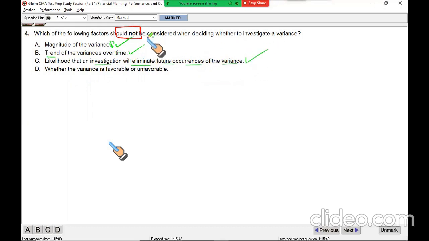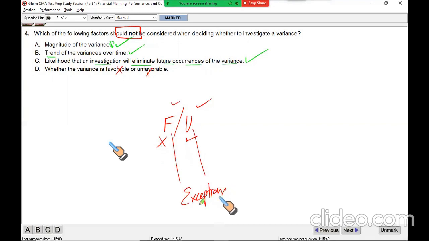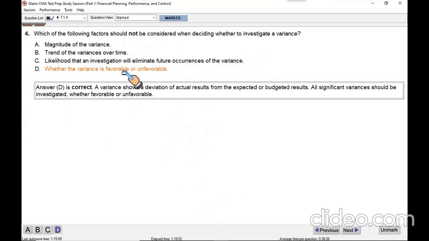What should not be considered? Whether the variance is favorable or adverse. We don't see that. If it's favorable or unfavorable, both must be investigated. It's not that we will only investigate the adverse or unfavorable variance and not the favorable. You will investigate both, because both are exceptions and both must be investigated. So whether the variance is favorable or adverse, we don't care. We must investigate both, so this must not be considered. The rest of the options are correct.